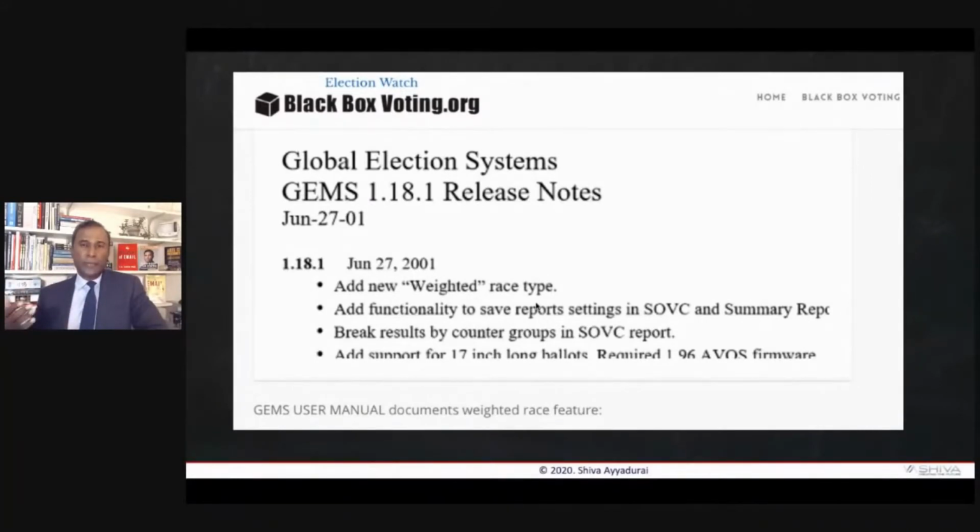What is a release note, by the way? Whenever new software comes, if you get a new upgrade on your iOS or your Android, you can look up the release notes. Like, what did we actually add in this new upgrade? So these are the release notes. Look what they did. They added a new feature in these voting systems called the weighted race. Okay? Now, why did they do that? Let me give you some background.